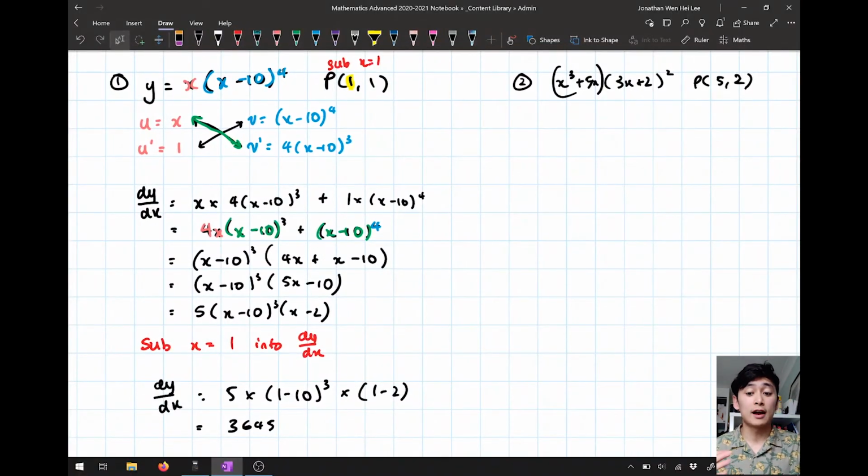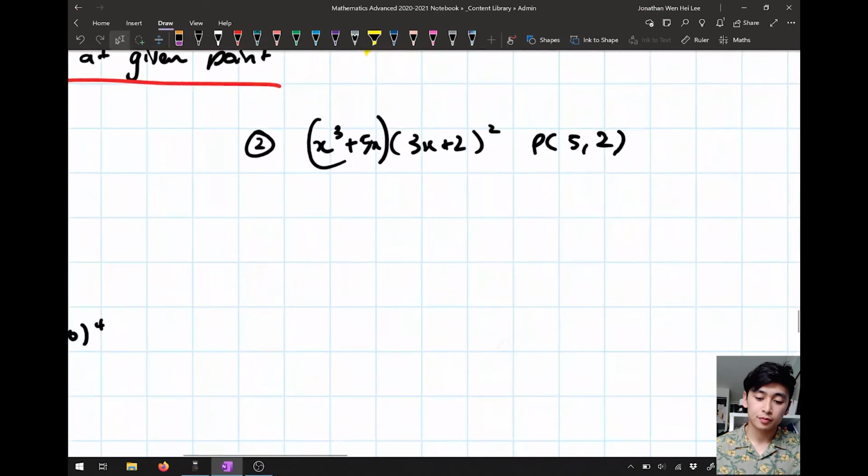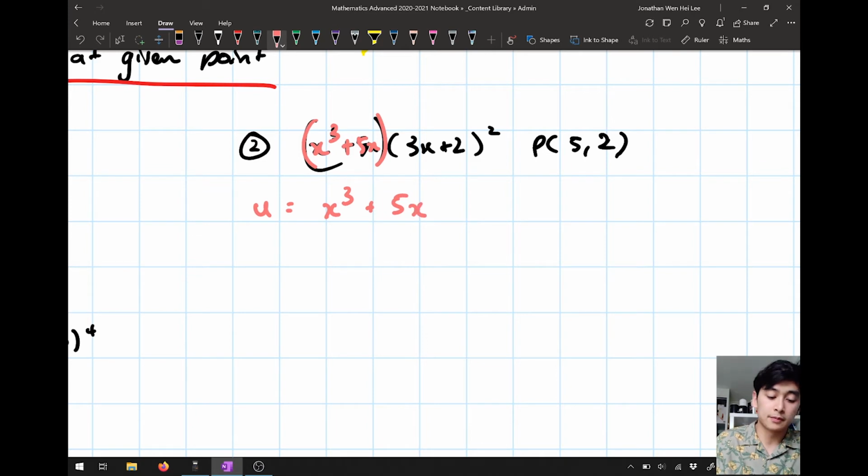So here with our product rule, we need to identify our two different functions which are multiplying together, and then apply the product rule. Okay, second example. Here we've got two functions that are multiplying together, so we're going to do the exact same thing. Let's identify the parts of my function. So here, first one, let's call this one u. So x cubed plus 5x. So u is equal to x cubed plus 5x.